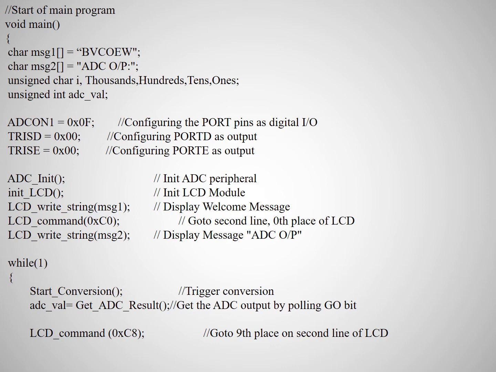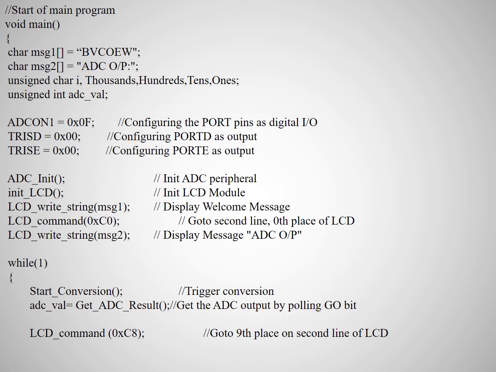Now we have to initialize the ADC, then initialize the LCD, then write whatever we have to write. So BVCOAW is a string that will go in a string function that we will see later, and we are going to display it on the first position. On the first line we will see BVCOAW, and on the second line we have to display ADC output. That's why we have given the instruction LCD_command 0xC0. This string command, we will see the instruction afterward.